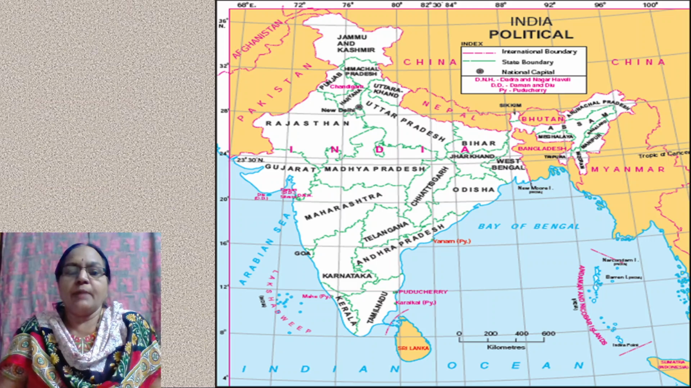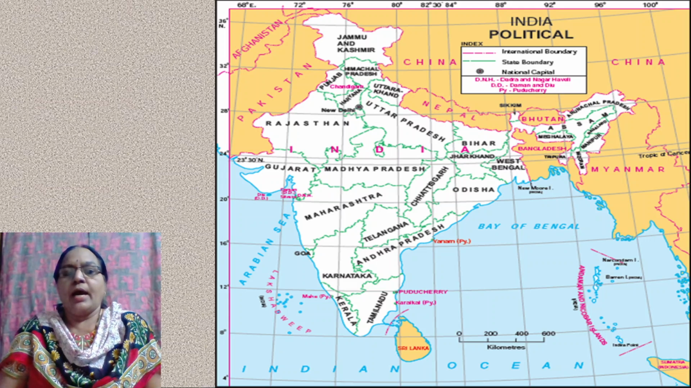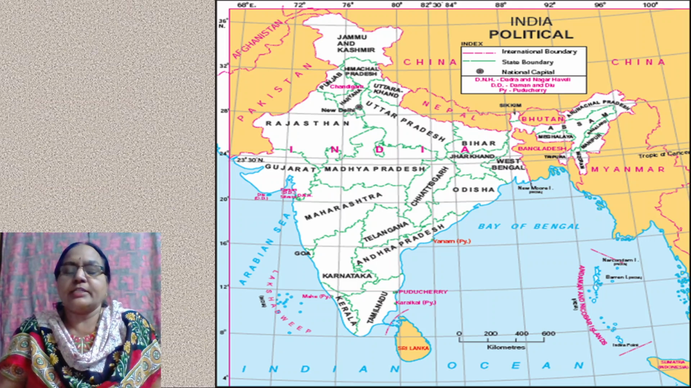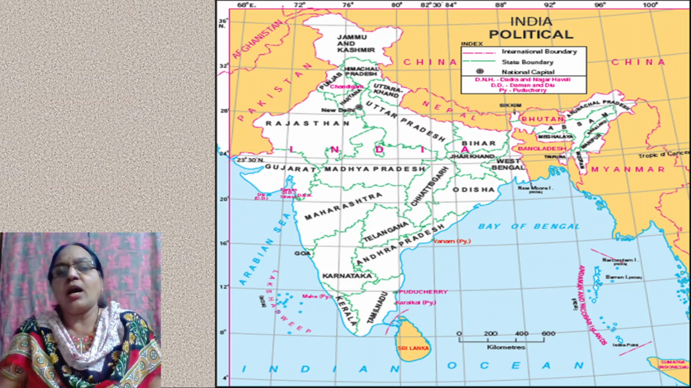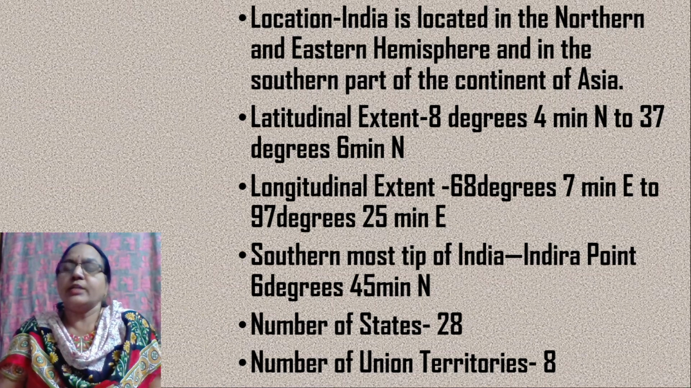The important latitude which passes through India is the Tropic of Cancer, that is 23.5 degree north. Indian Standard Time is based on the 82.5 degree east longitude which passes through Allahabad. So India is located in the northern as well as the eastern hemisphere and is located to the southern part of the continent of Asia.